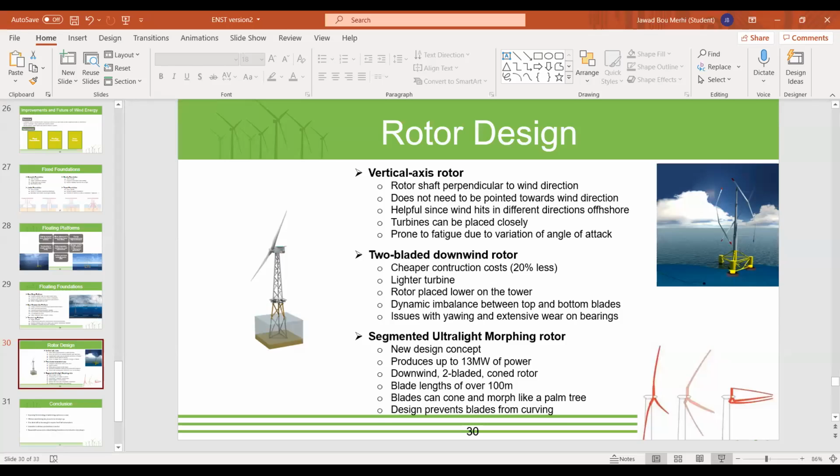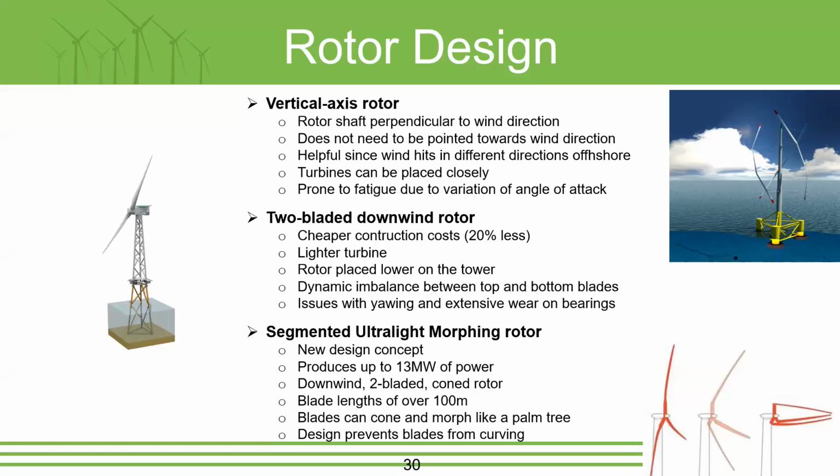Okay, so as I was saying, with this technique, the segmented ultralight morphing rotor, it is possible to build a more resilient and larger wind turbine that can take in more energy. And this design is inspired by the palm tree, which is very tall, lightweight, and can bend with the wind. So the objective of this design is for the blades to cone and morph like a palm tree.